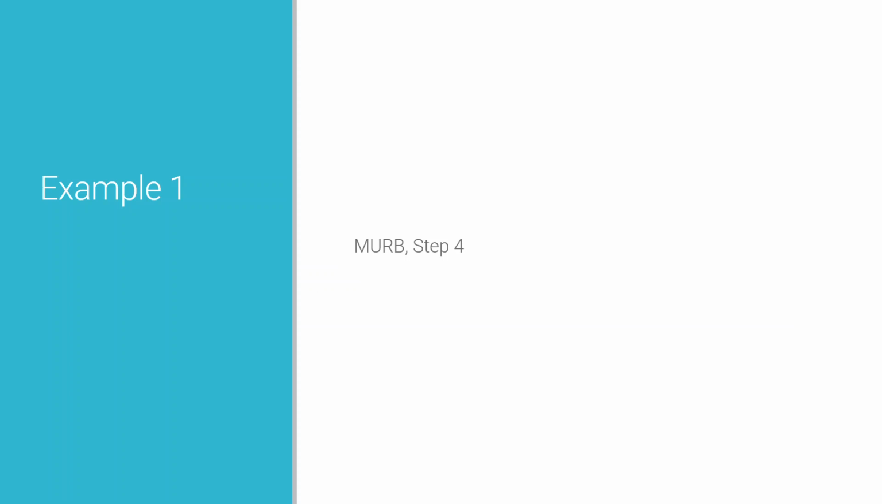Now we're going to look at some examples of how to complete the report. The first example that we'll look at is a fairly typical building, a multi-unit residential building, or MURB, and this one is going to be to step 4.